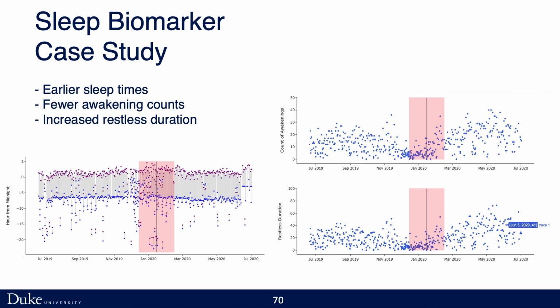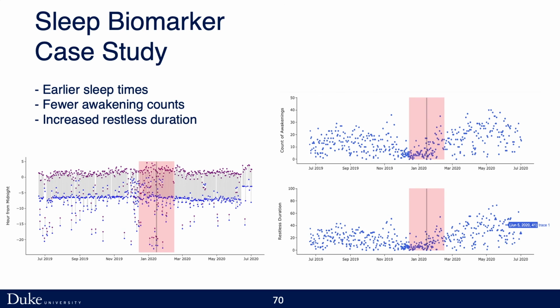And of those who have had COVID-19, we can see that there are some clear trends. We see that sleep times tend to occur earlier. We have fewer awakening times during the night, but we have increased restless duration. And so this is information that was collected from a Garmin smartwatch. But our study can also take in data from Fitbit, Apple Watch, and any device that syncs with Apple Health Kit.